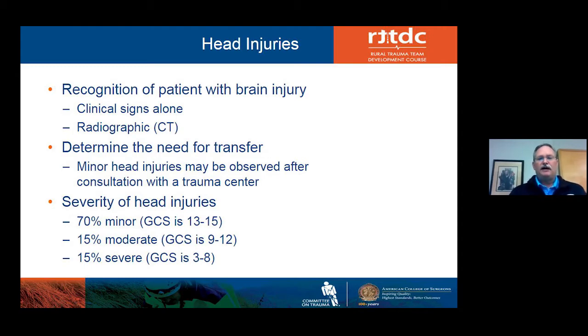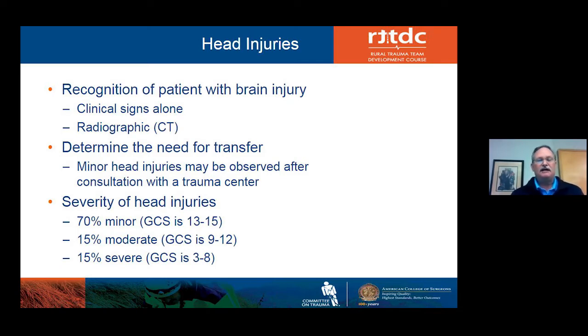So recognition of a patient with a brain injury sometimes can be difficult. As Dr. Morrissey pointed out, sometimes these patients might have underlying dementia. They may have underlying medications. They may have underlying alcohol intoxication. All these things can certainly mimic a brain injury. Patients that are hypotensive can also mimic a brain injury from a mental status change. So clinical signs definitely can give you an idea, but also keep in mind the potential caveats about alcohol and other masking problems.